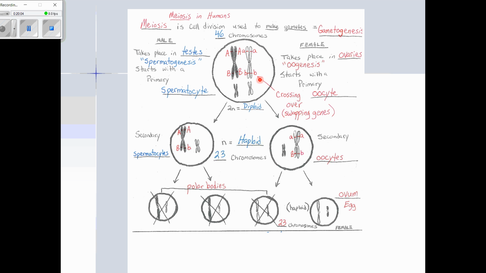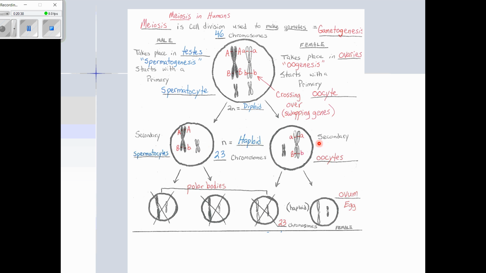Okay, so this cell, whether it's a primary spermatocyte or a primary oocyte, is going to do prophase 1, metaphase 1, anaphase 1, telophase 1, and cytokinesis. And it will split into 2 cells. Notice the number of chromosomes is reduced by half. Remember, we call this reduction division. So we now have 2 haploid cells. What are they called? In men, both of these would be called secondary spermatocytes.